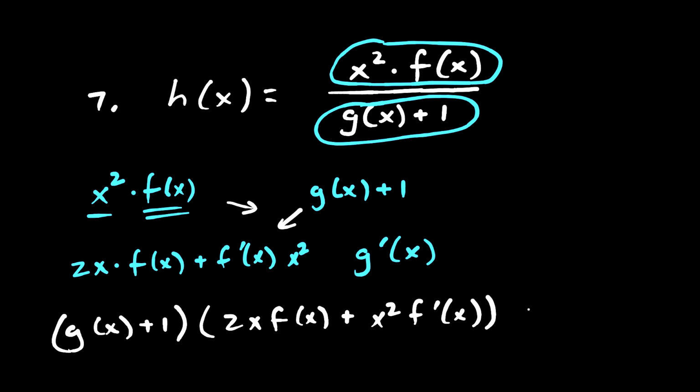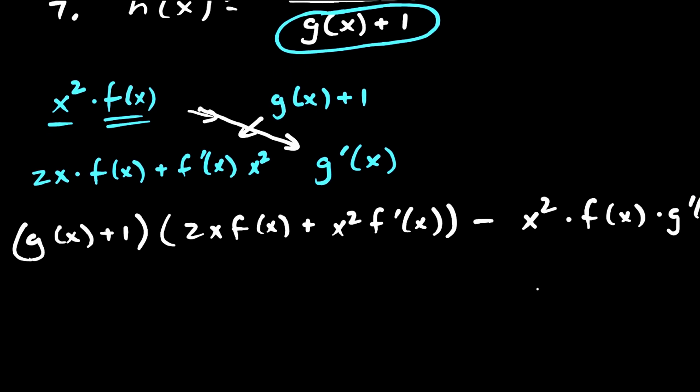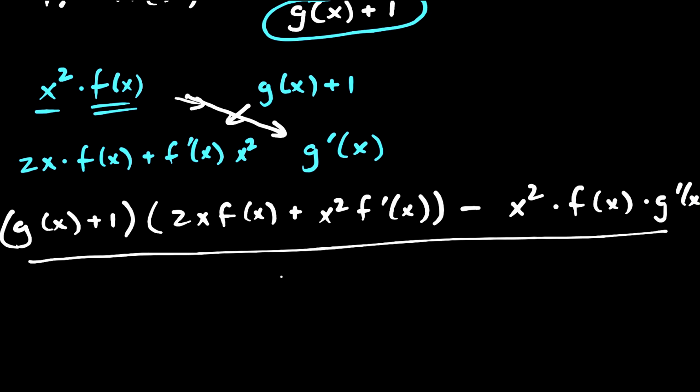And then we're going to have, remember it's minus, and these two being multiplied, going across here to give myself enough room, we're going to have g prime of x times that, so we're going to have x squared times f of x times g prime of x. And don't forget, all of this is over the bottom squared, so this is all over g of x plus 1, that quantity squared.